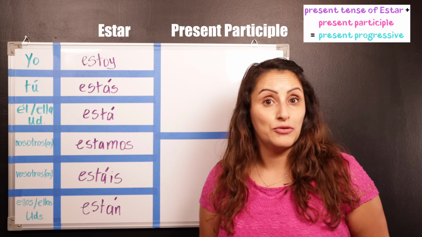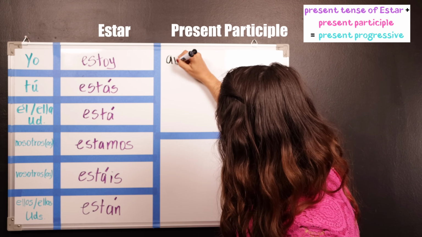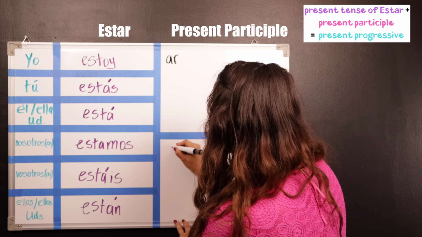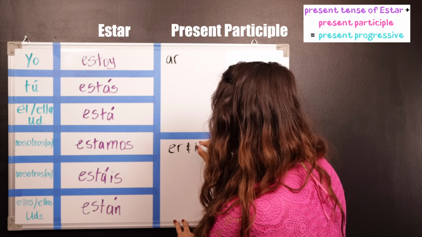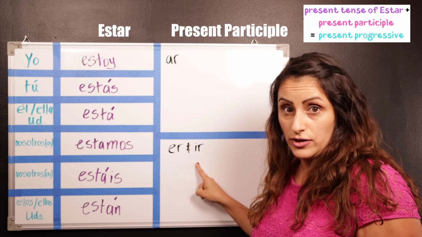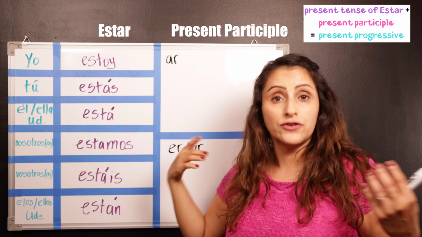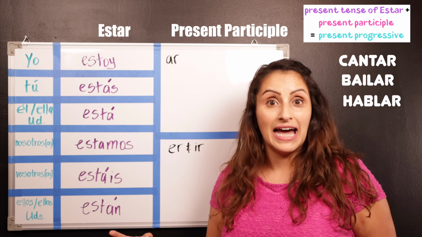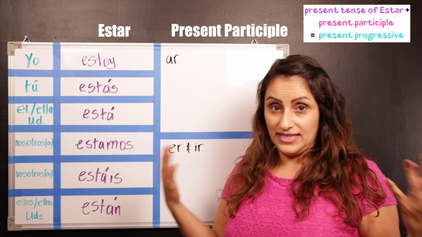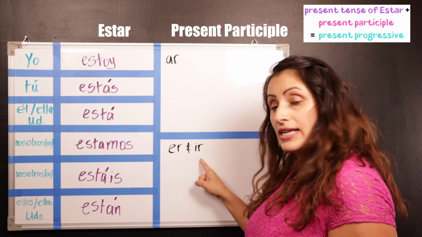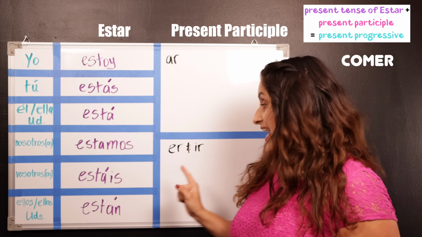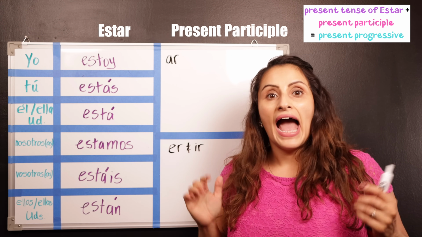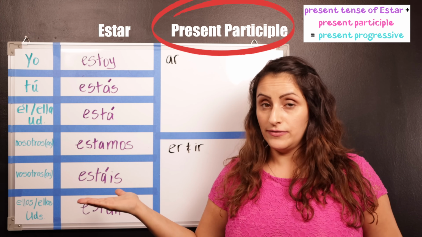So to form the present participle, we are going to divide the verbs into two categories: AR verbs, and we're going to put together our ER and IR verbs. Remember, AR verbs are verbs in the infinitive that end in AR, like cantar, bailar, hablar. ER and IR verbs in the infinitive end in ER and IR, like comer and escribir. Good? Yes. Okay, so now let's learn how we form the present participle of verbs in the infinitive.